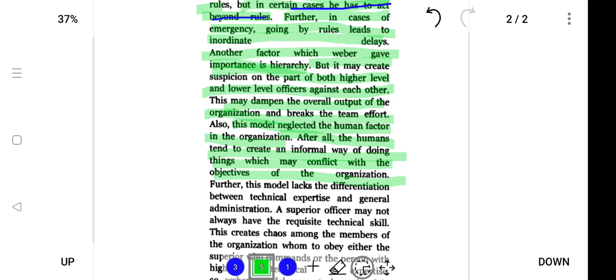Some of them may follow the rules and regulations, but many of us may not. So this is totally in contrast with Weber's theory.